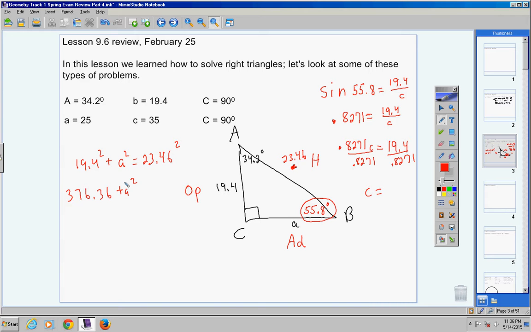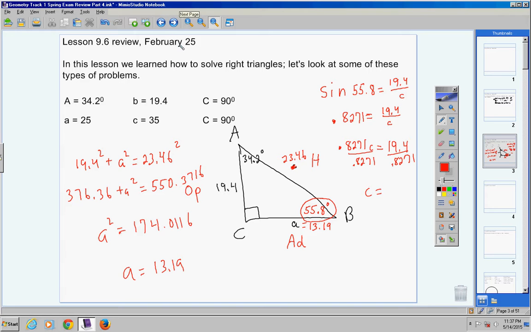23.46 squared is 550.3716. Now subtract 376.36 from both sides, and we're going to get A squared equals 174.0116. Take the square root of both sides, and we're going to get 13.19. So A equals 13.19. So there we solved the right triangle. Make sure you can do these for your test on Tuesday, okay, or the test coming up.